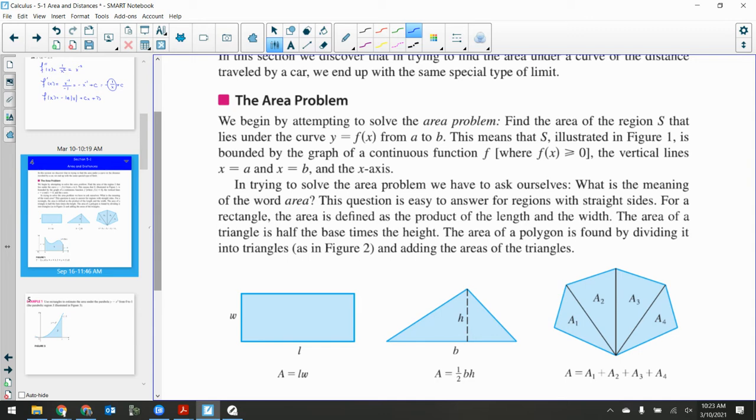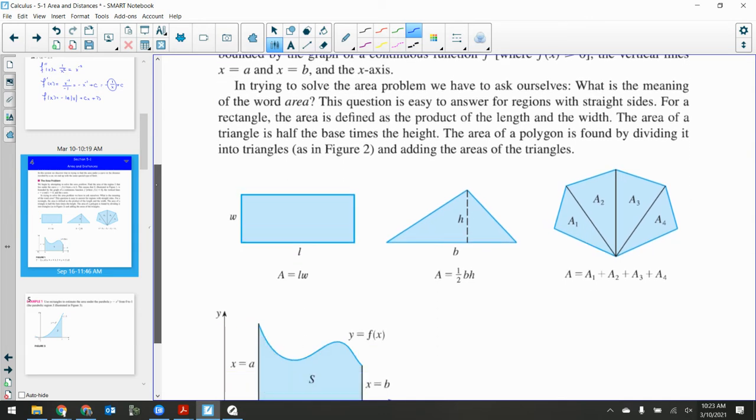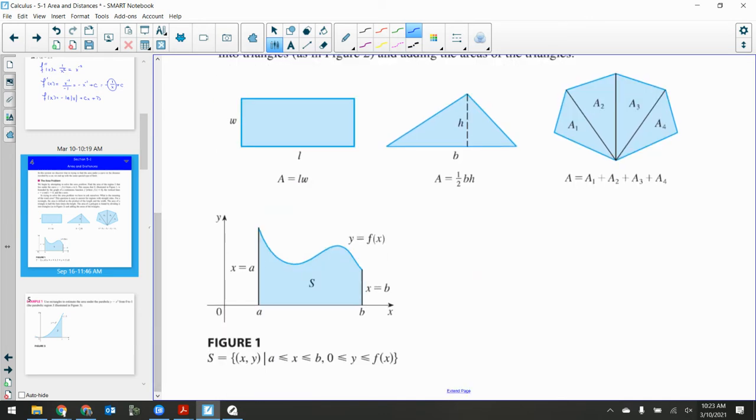So what we're going to do in this section is find areas of things like this, okay? What we're going to be given is curves. And then I'm going to ask you, okay, find the area underneath that curve, which is in essence an integral.